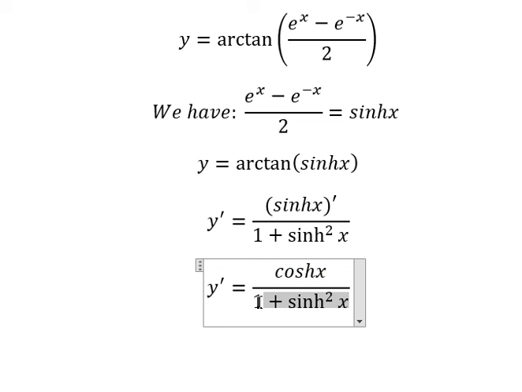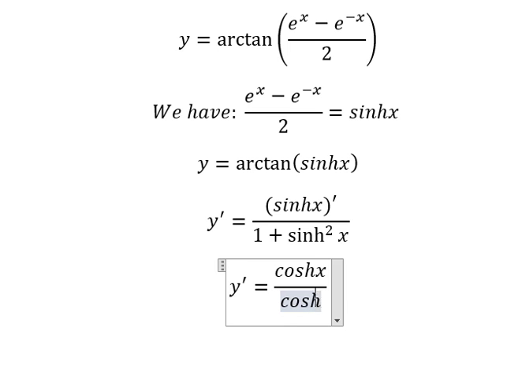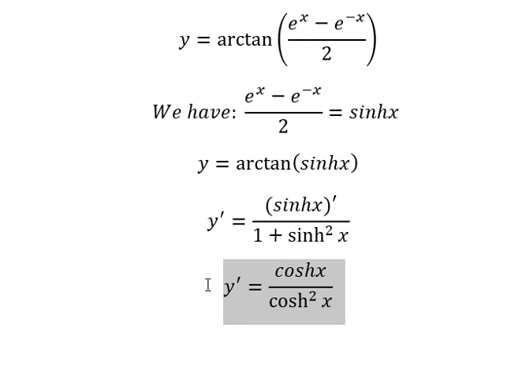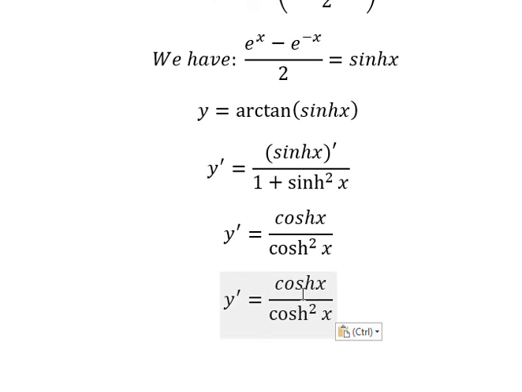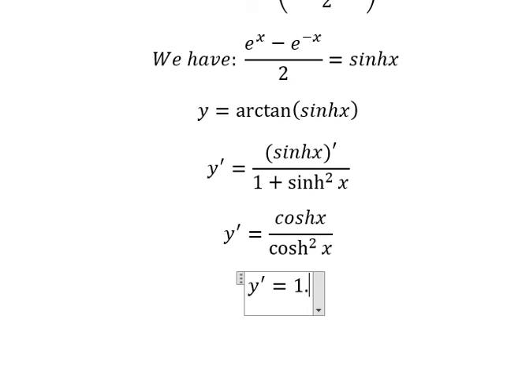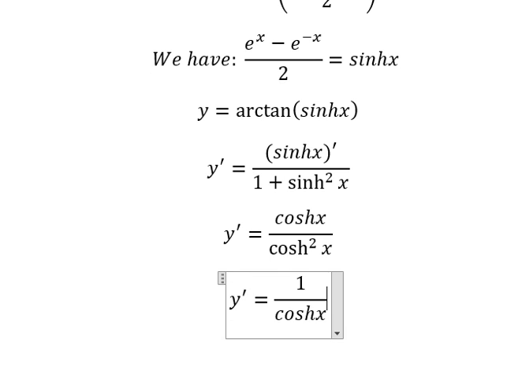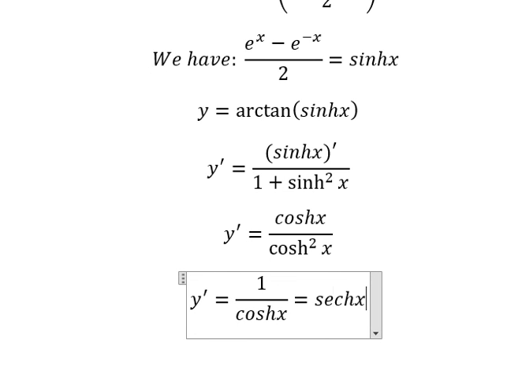This one we have identity, that's about cos s squared. Now we need to simplify, and we have 1 over cos s, and this is about secant s.